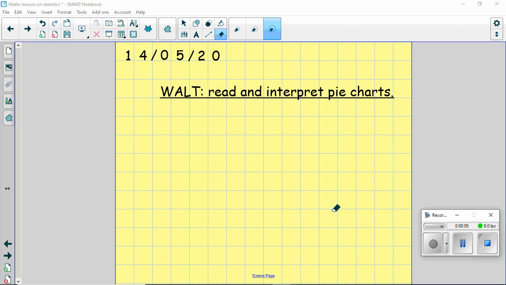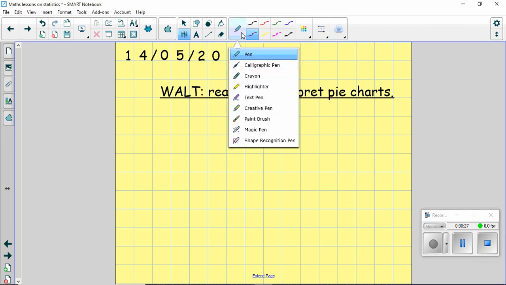Today we are going to be looking at pie charts. Now a pie chart is different to the graphs and tables and charts we've looked at so far this week. It is circular and it is divided into sections, and each section can represent a different value and a different amount, and we'll look at that as we move through the lesson. So our goal for today is to read and interpret pie charts. So let's have a look.